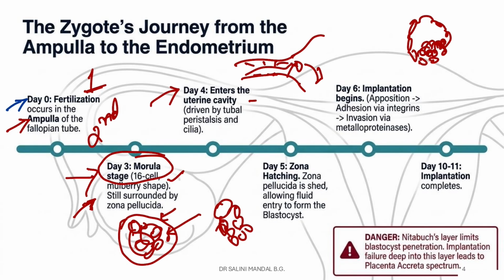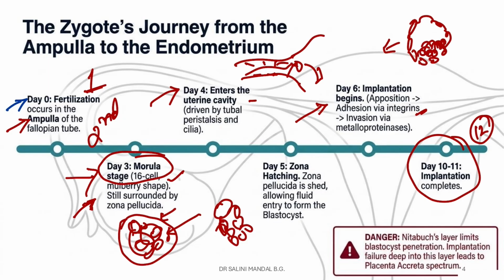Fine. And this is the stage which goes into the implantation. So what exactly happens? First there is an apposition, then adhesion through integrins, and then invasion by the metalloproteases. Okay, and finally by day 10 to 11 implantation gets completed. So if a question comes like, implantation begins on which day? That is day 6. It gets completed by day 10 to 11. In some textbooks it says day 12, but day 10 to 11 is the correct answer.